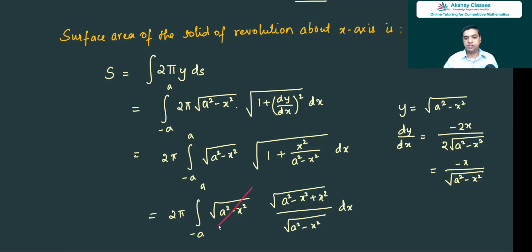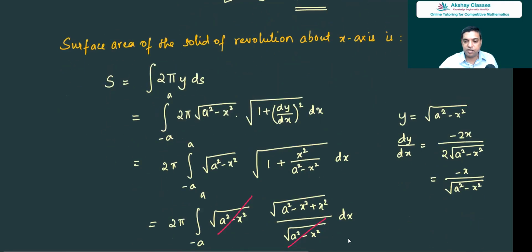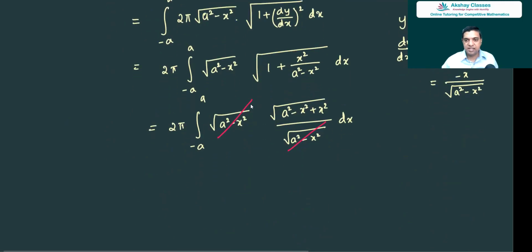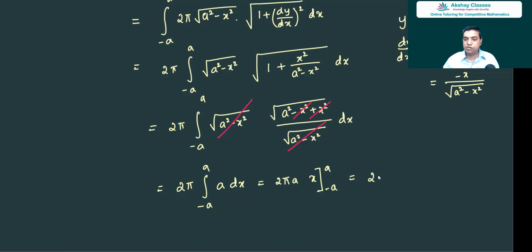So this term and this term are there both in numerator and denominator. They get cancelled. And this minus x square and x square also get cancelled. So we are left with 2 pi integral minus a to a root of a square dx, which is a. So this is 2 pi a, that's x from minus a to a, so this is 2 pi a into a minus of minus a, which is 2a.